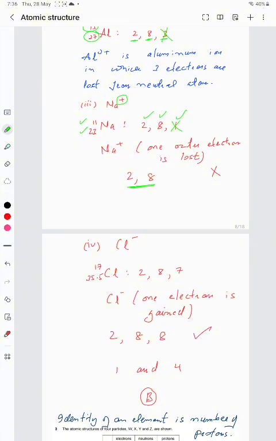Cl negative. Chlorine is 17 and 35.5. So there are 17 protons and 17 electrons, and for 17 electrons the electronic configuration is this. But for Cl negative, we can say that one electron is gained because it is negative. Protons and electrons are not equal. There is one extra electron in chlorine. So if you add one electron to this, it will be 8.